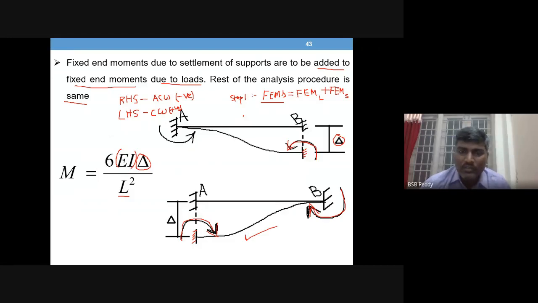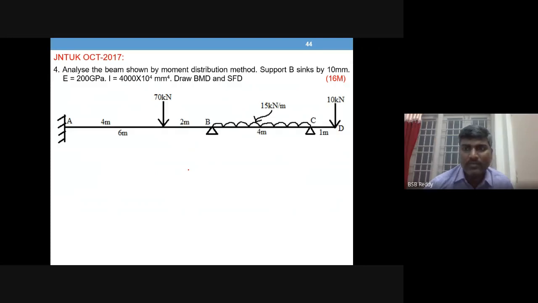So the only change, if you have sinking in a support, is step 1. That means you add the fixed end moments due to sinking, that is 6 EI delta by L square values, to the fixed end moments due to the given loads. So this is the possible change in the procedure. The rest of the thing is the same.